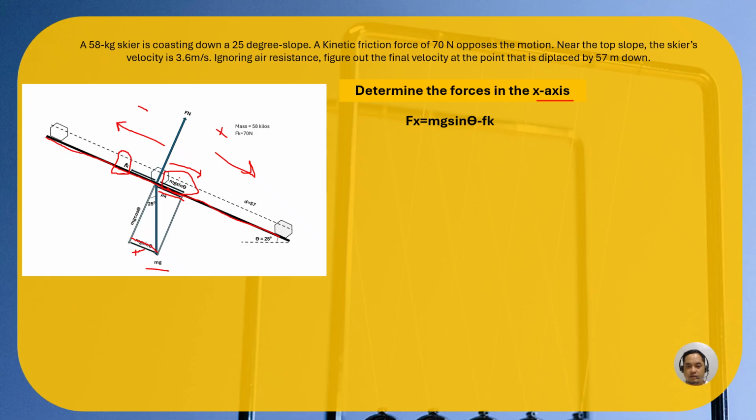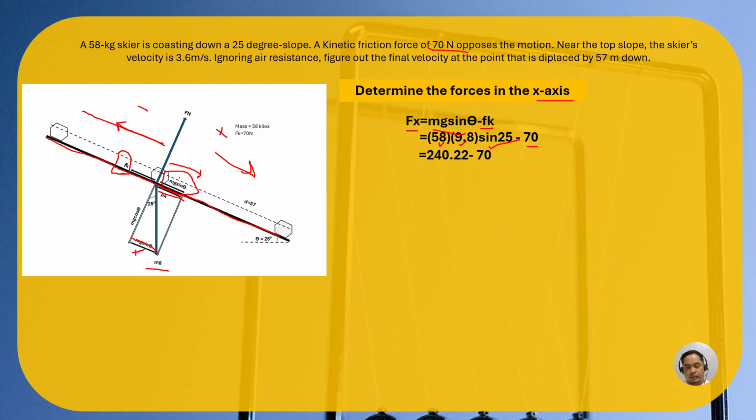So again, we will plug in here all the forces along the x-axis. We have positive mg sine theta, and we have negative Fk or kinetic friction because it goes in this direction. Let's substitute the values of these variables. 58 is the mass of the skier. 9.8, that's the gravity's value. We have sine 25, and we have minus 70 as stated in the problem. It's 70 Newton opposes the motion. So that's the kinetic friction.